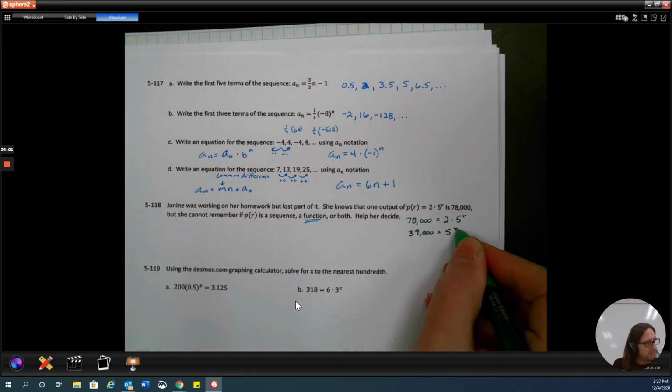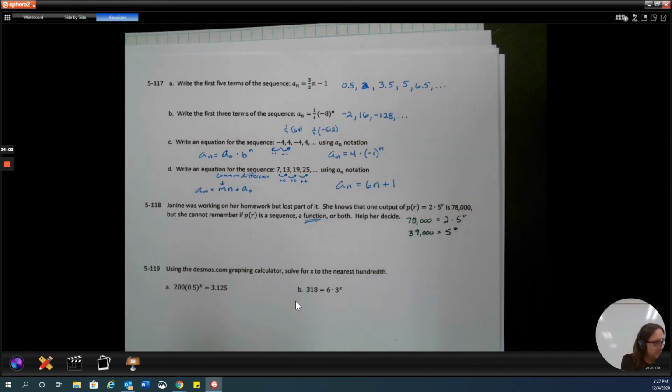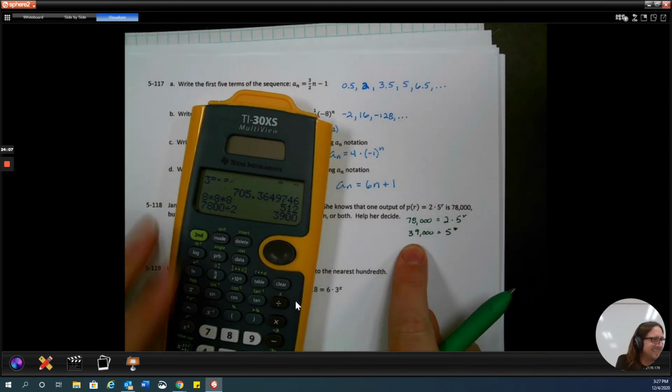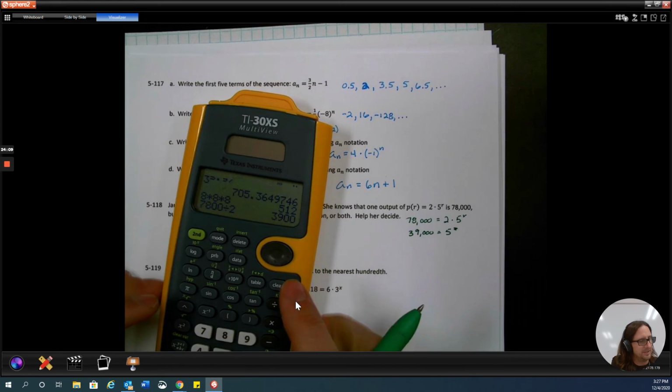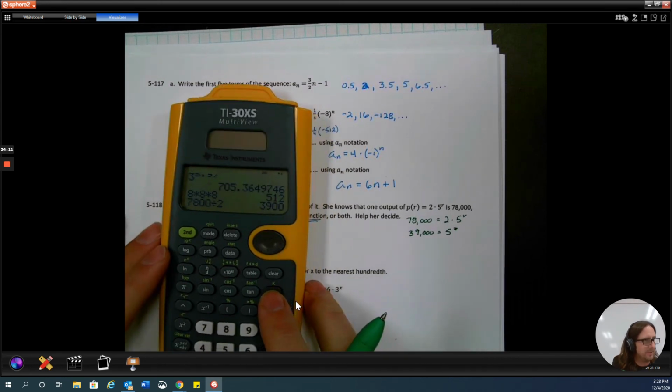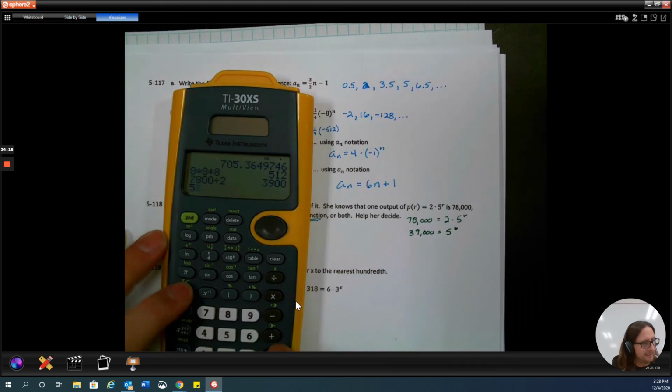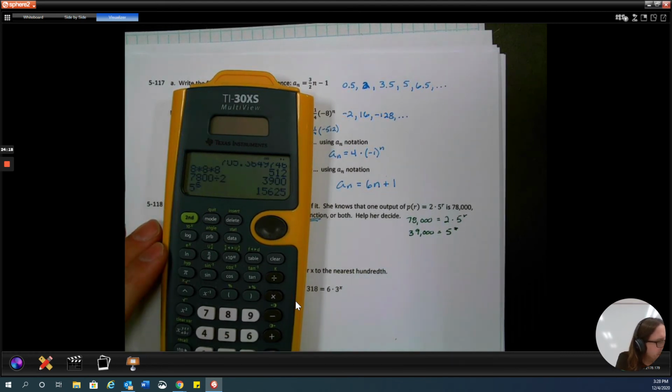All right, and now what we should check is, is there a power of 5 that is 39,000? It's not, because it always ends in 25. So we can just double check it though. Let's try 5 to the, I don't know, 6th. Okay, 5 to the 6th doesn't work.